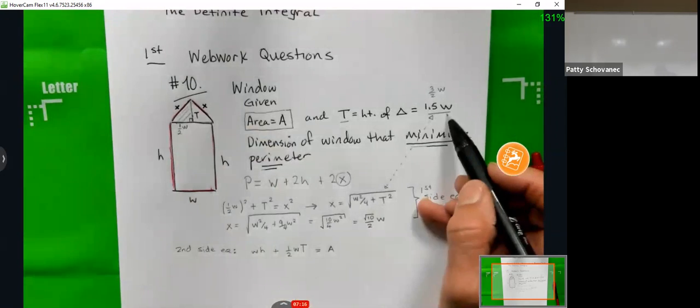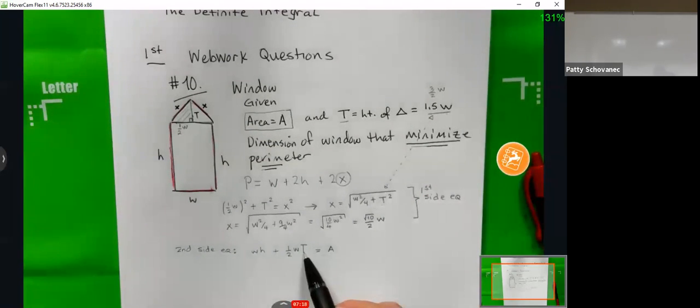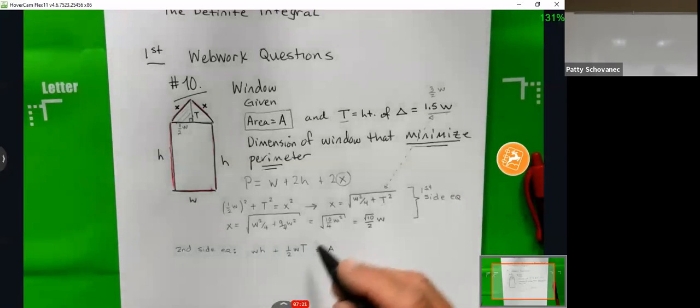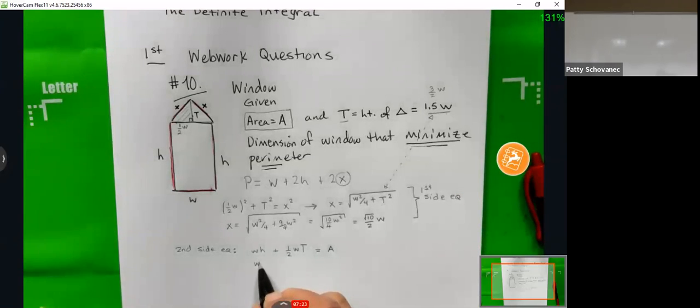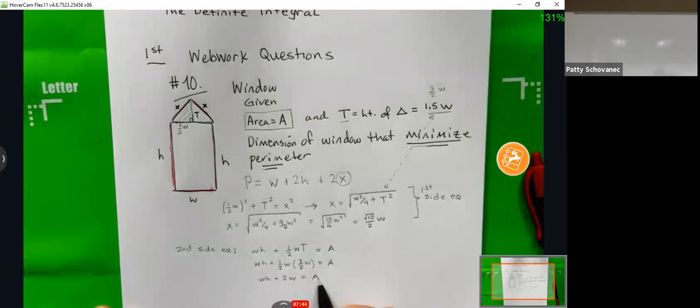Now, t is 3/2 of w, so let's replace that here. And I have that wh plus 1/2 w times 3/2 w is equal to a. Let's see, 3/2 w plus 1 w will give me 4/2 or 2 w. So I have wh plus 2w is equal to a. And I'm going to take this equation and solve it for the h.